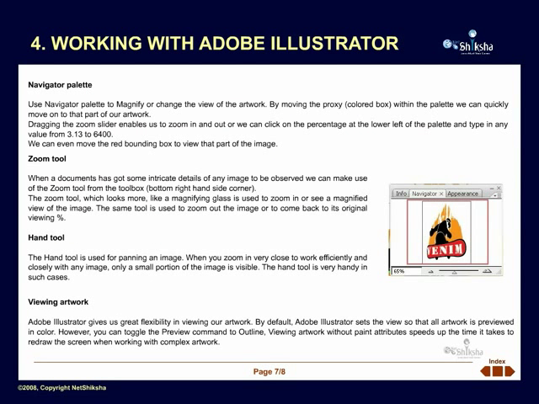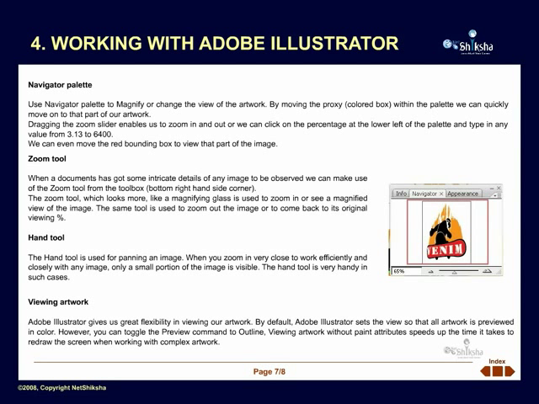Navigator palette. Use the Navigator palette to magnify or change the view of the artwork. By moving the proxy colored box within the palette, we can quickly move on to that part of our artwork. Dragging the zoom slider enables us to zoom in and out, or we can click on the percentage at the lower left of the palette and type in any value from 3.13 to 6400. We can even move the red bounding box to view that part of the image.